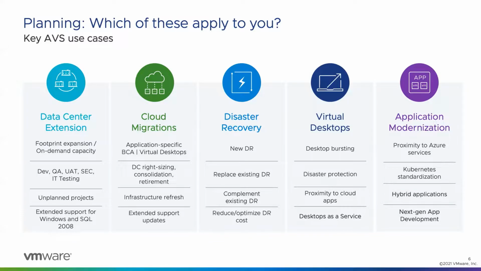We generally talk about AVS aligning to 5 use cases: data center extension, cloud migration, disaster recovery, virtual desktops, and application modernization. Each of these use cases will have its own quirks, caveats, and requirements. But what we really want to look at today is how those use cases will determine sizing, placement, connectivity requirements. Most of the time, we're talking about some combination of the first 3.